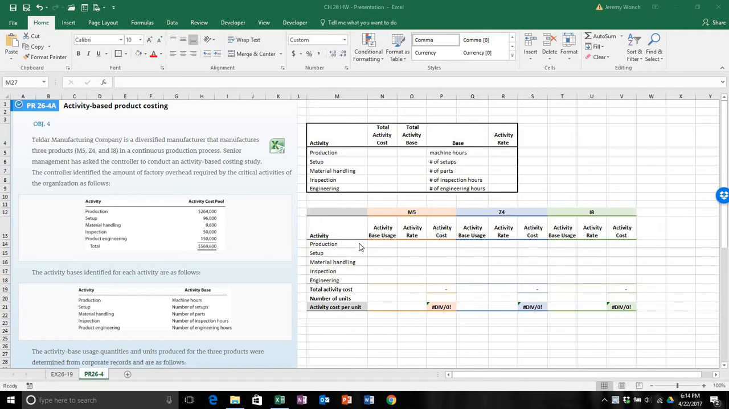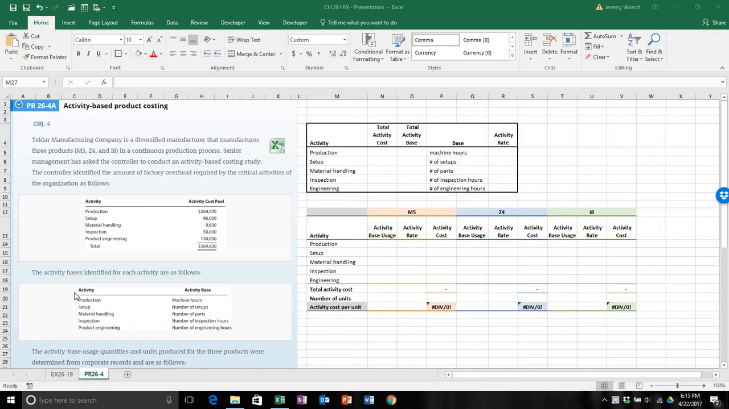All right, so we're on problem 26-4A, and this problem is a lot like the other one we did, 26-19. Most of the difference in this one is that in the first problem they gave us our activity rate per activity. In this one they don't. They just give us the total cost of each activity.